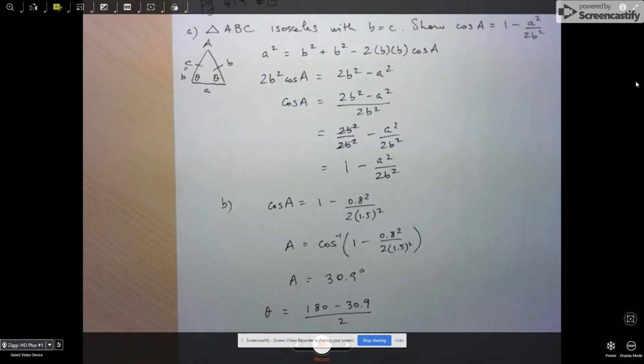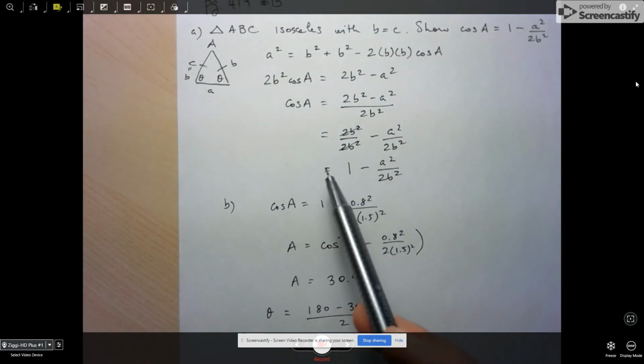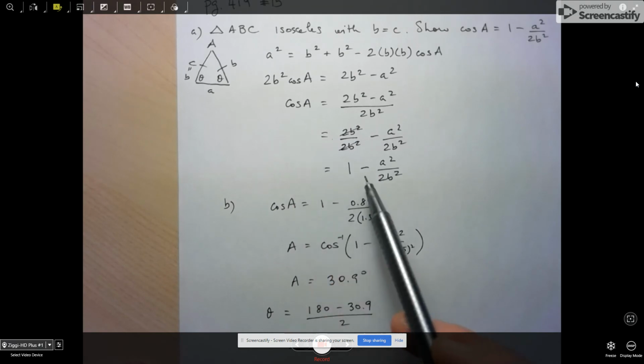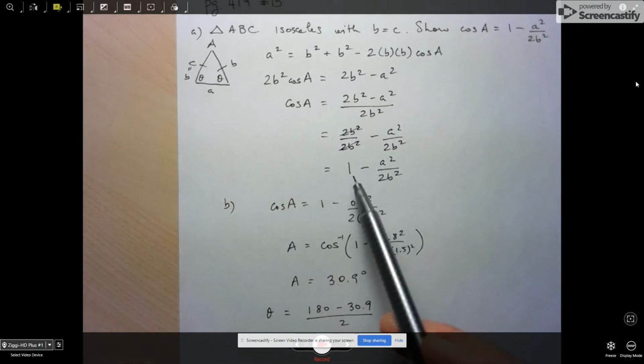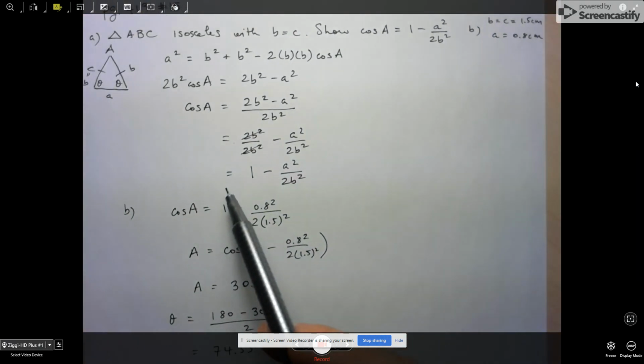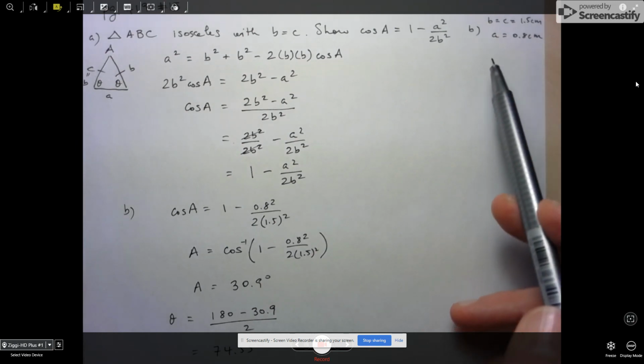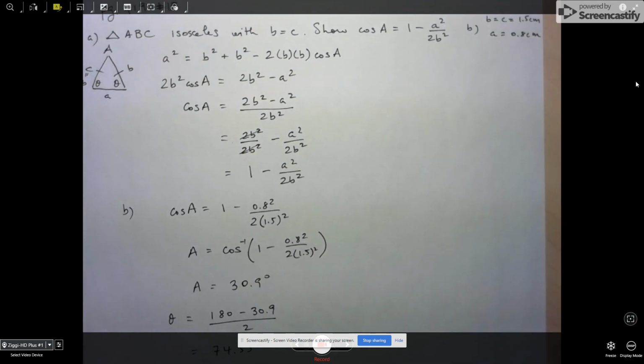So here I essentially used the formula that I had just found, that I'd already simplified, to help me solve the triangle with the particular side lengths of 1.5 and 0.8. That's it for this one.